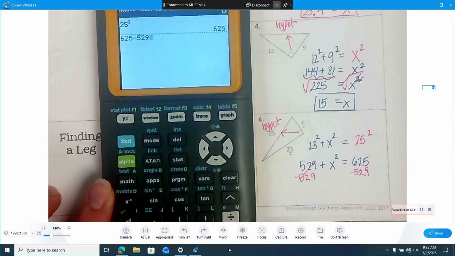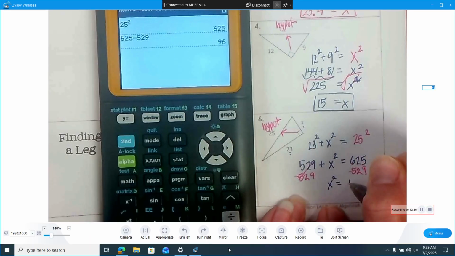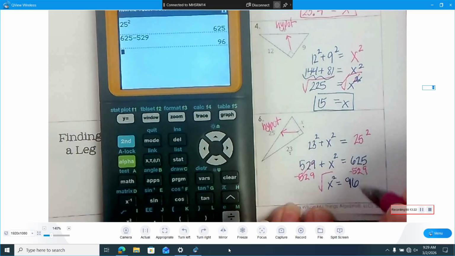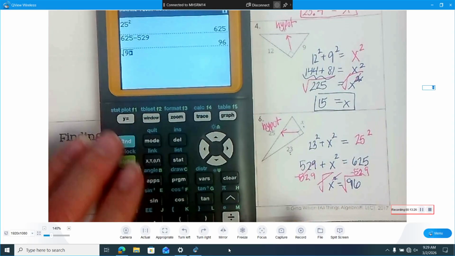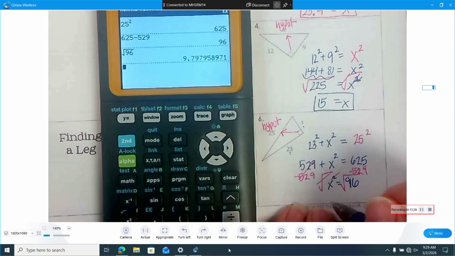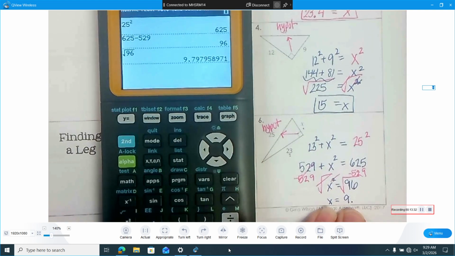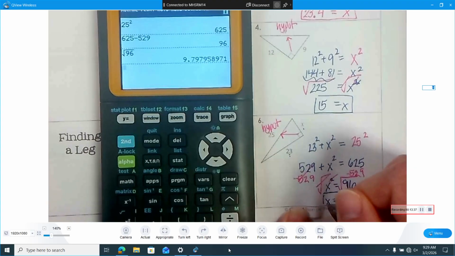All right. We do need to subtract 529 from both sides. 625 minus 529 is 96. So x squared equals 96. And then what should we do to get x by itself? Square root. Square root of 96 is 9.79 or 9.8? 9.8. If we round to the 10th place, that would be 9.8.